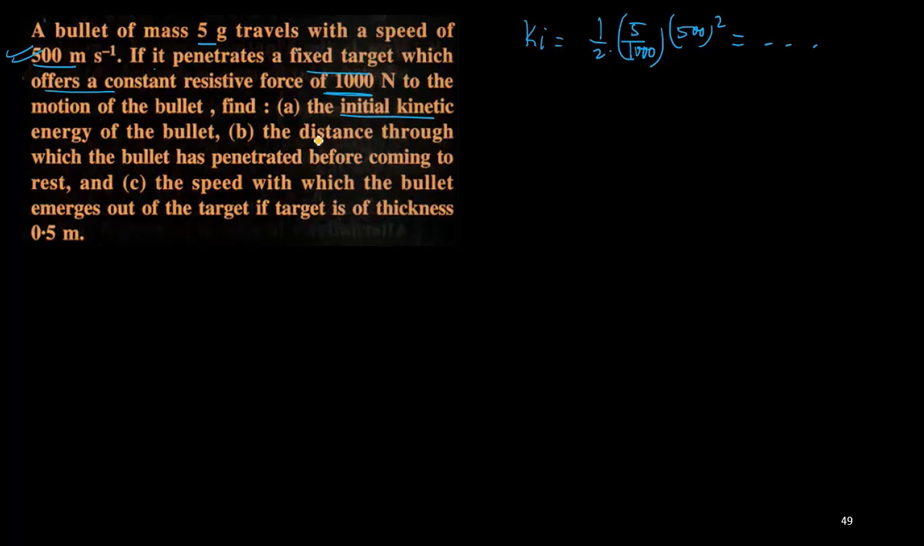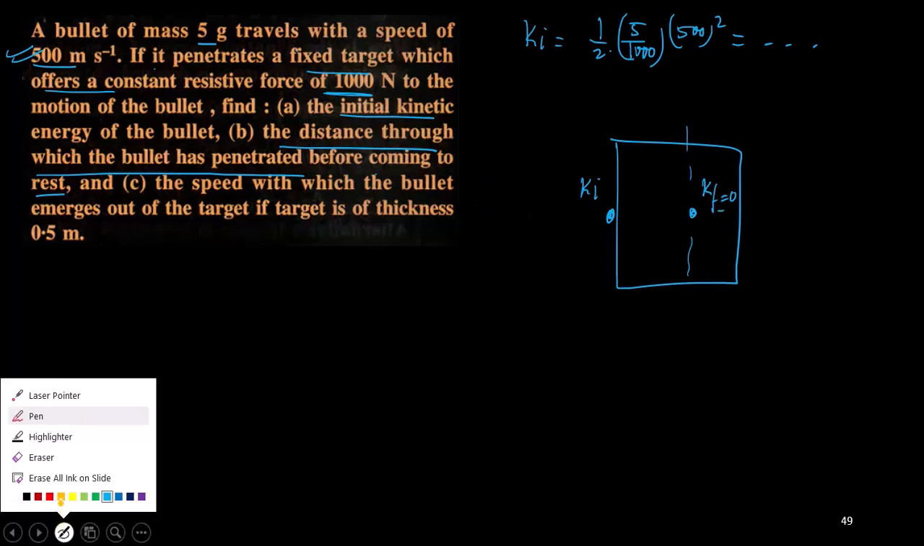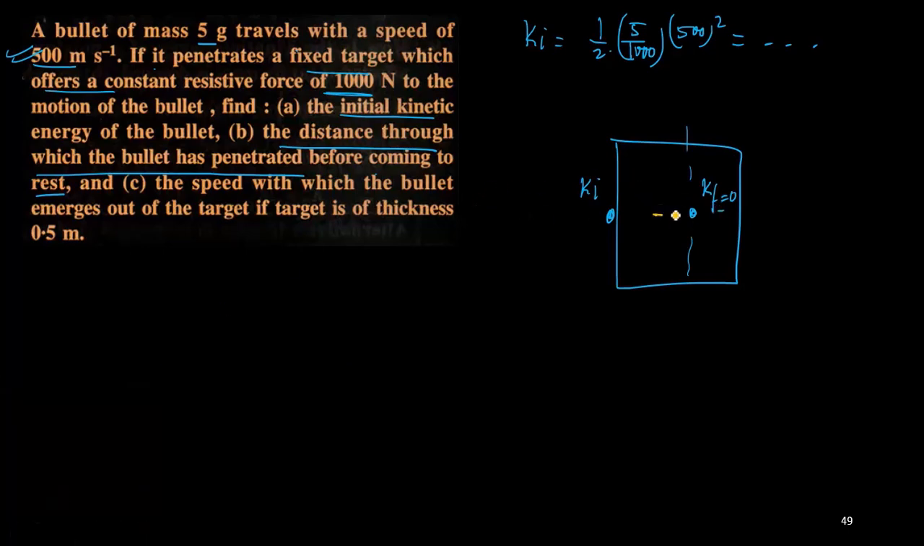Now, the distance through which the bullet has penetrated before coming to rest. So the initial kinetic energy goes inside the wooden block. Let us say this is the wooden block. Initially the bullet is over here, so it should have some kind of kinetic energy. Now it will stop over here. So what is the final kinetic energy? That is zero. So now who is responsible for reducing the kinetic energy? The resistance offered by the wooden block, R. R is given as 1000 Newton.